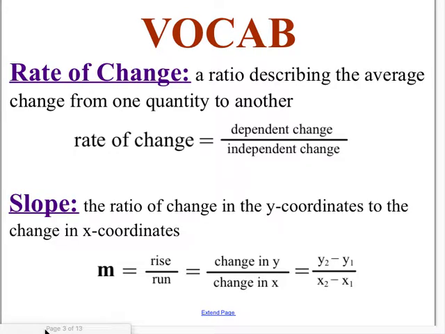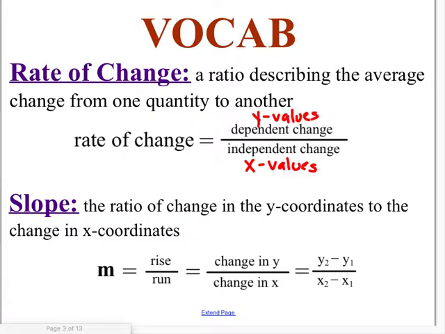Little vocab to start off with. The rate of change is a ratio describing the average amount of change from one quantity to another. So what this is saying is ratio means fraction. So we're looking at our dependent change compared to our independent change. If you remember what we talked about in chapter 1 when we talked about independent and dependent, when we're talking about graphing, our independent change is our x values and our dependent change is our y values.